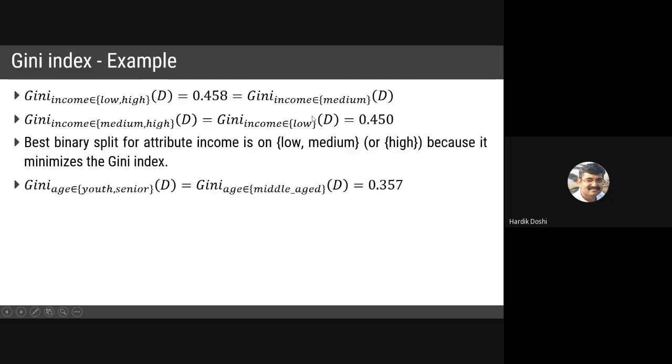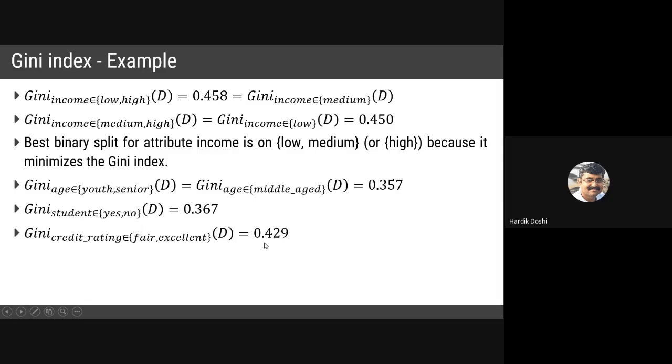see, this is the output. For age, for youth and senior, which is equal to middle aged, you will be getting 0.357. Then student, yes, no, you would be getting 0.367, because over here there is one subset, yes, no. Then credit rating, fair, excellent, 0.429. There won't be another distribution. It is a binary split naturally, so there won't be a subset you need to consider. Only one subset you will be considering: yes branch and no branch; over here fair branch and excellent branch.